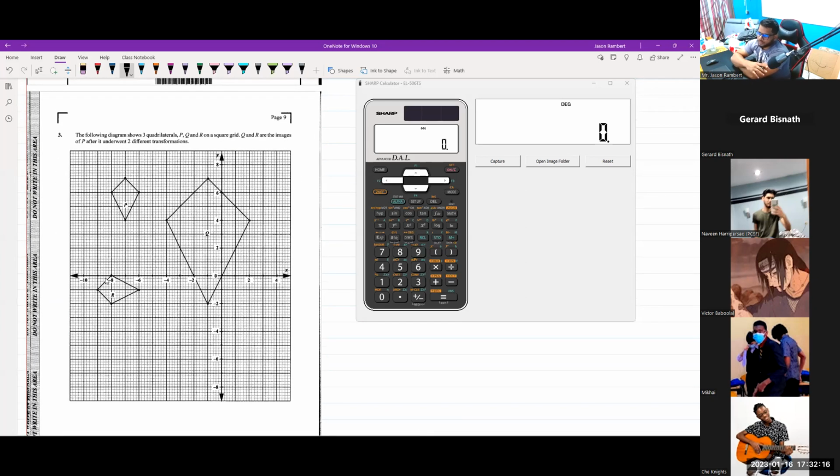Ooh, transformation. The following diagram shows three quadrilaterals P, Q and R on a square grid. Q and R are the images of P. Okay. So off the bat, I can see that from P to Q, that is an enlargement. From P to R, that looks like a combination, or it could be one. If it's one, it could be a rotation.